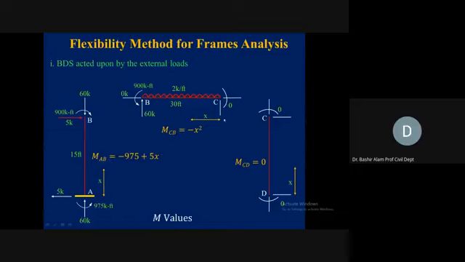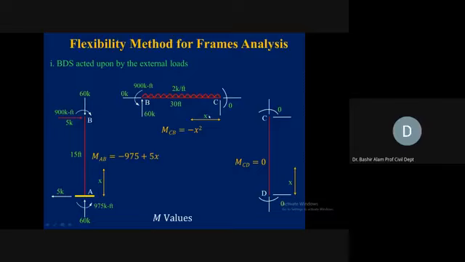For member BC, we are taking C as origin. So when we take C as origin, this shear is not causing any bending moment. Axial is not causing any. At the end, we don't have any moment. Only this UDL is causing moment about this section X, and it will be 2 times X. This will become an equivalent point load, the resultant of this span X having 2 kip per foot. So 2 times X, and the distance will be X divided by 2.